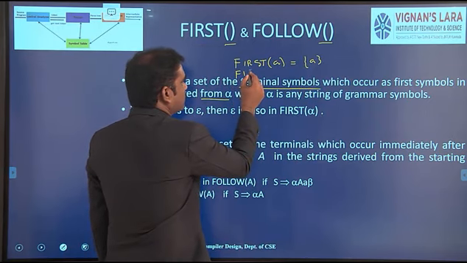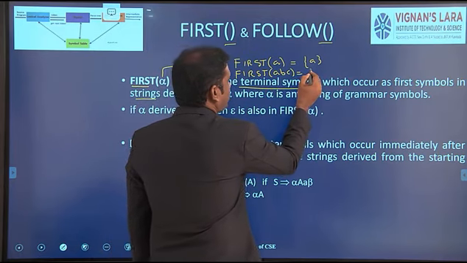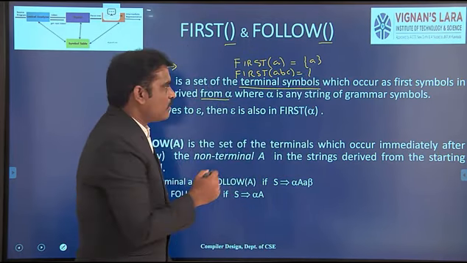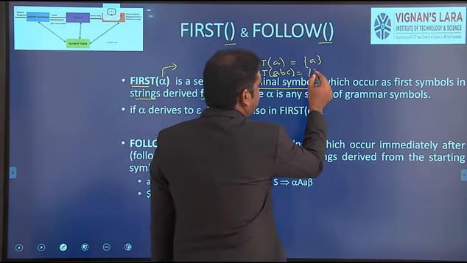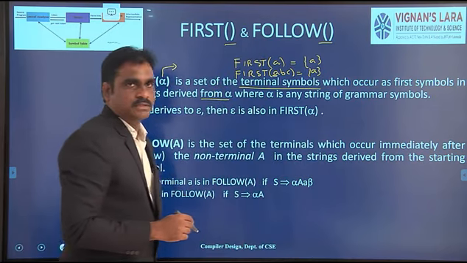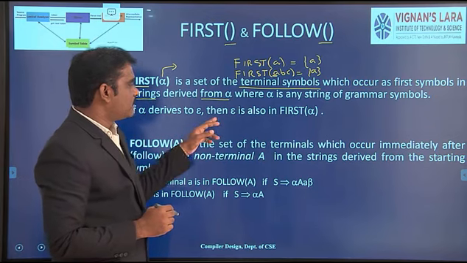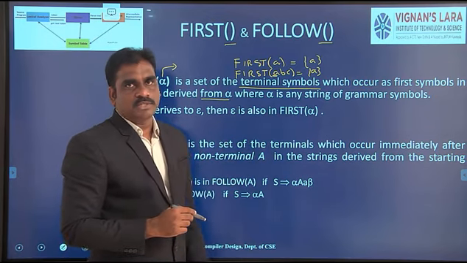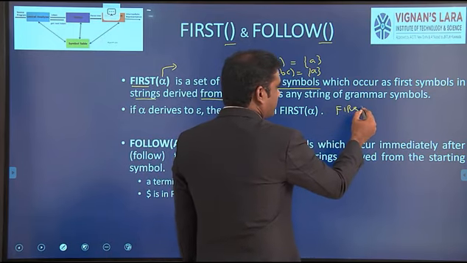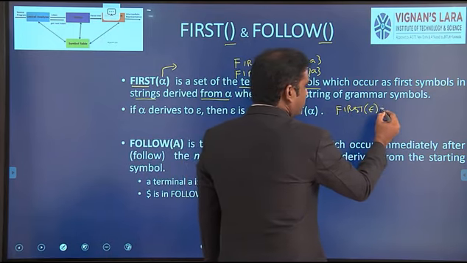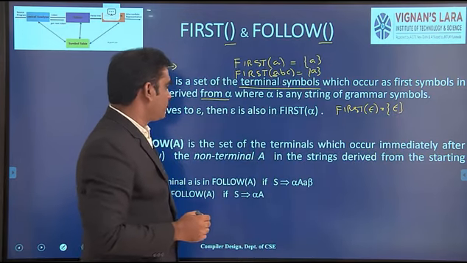Same way, suppose first of the string ABC. What is the answer? First of the first symbol. What is the first symbol? A. A is a terminal, so you can write like this. Same way, if alpha derives epsilon, then epsilon is also in first of alpha. That means, suppose first of epsilon, the answer is epsilon because it is a terminal symbol.